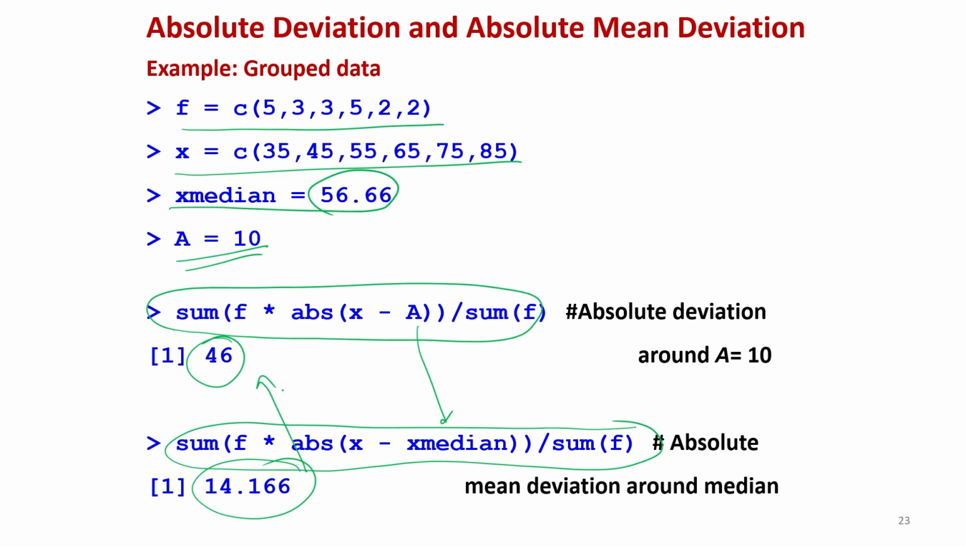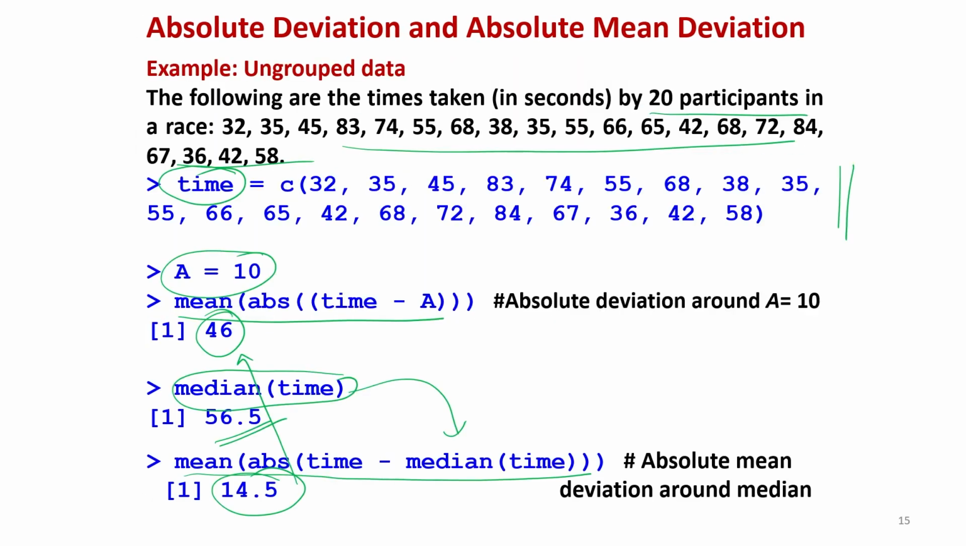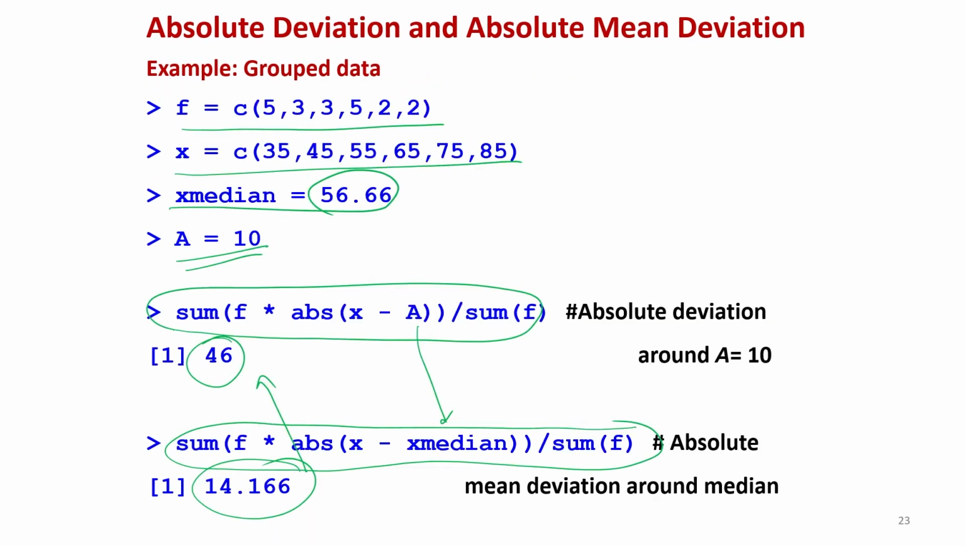So you can see it is much smaller than the value 46, and the same thing happened in the ungrouped data also, right. In the ungrouped data, this value came out to be 14.5 when you consider the data as ungrouped data. And when you consider this data as grouped data, this is 14.16. So there is not much difference between the two values, right.